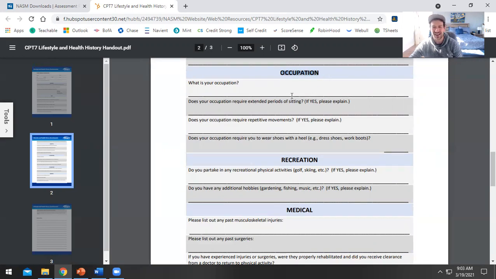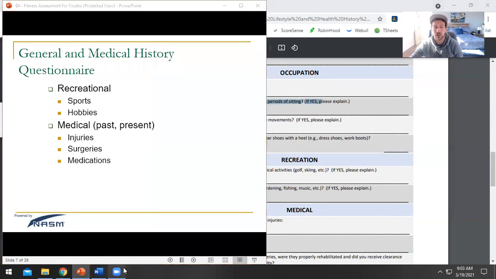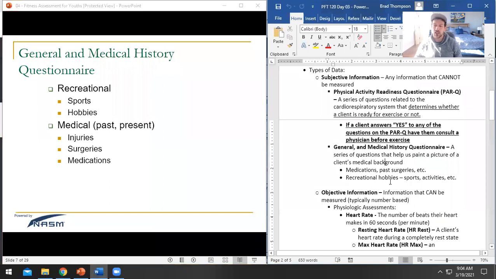So then we got occupation, right? What is your occupation? This is probably the big stuff that's really going to translate. Does your occupation require extended periods of sitting? That might not seem like a very important question. But when we ask questions like that, that's subjective information, right? It's going to tell us a little bit about possibly our client's posture.